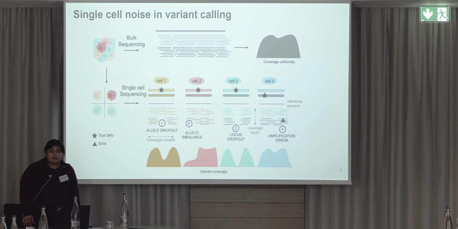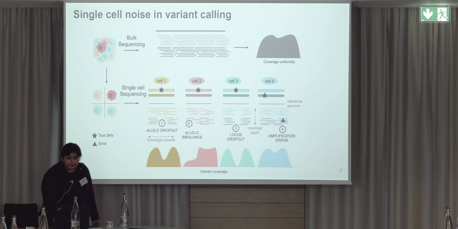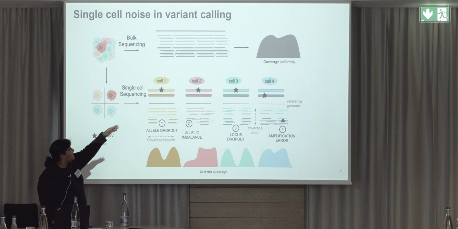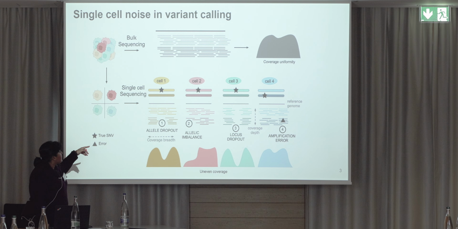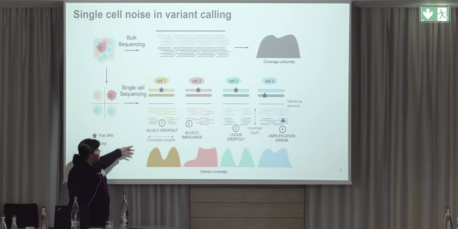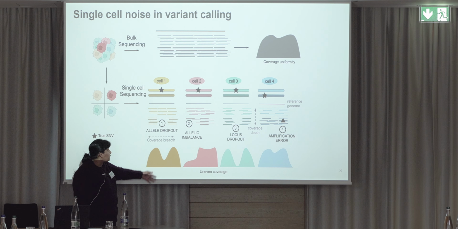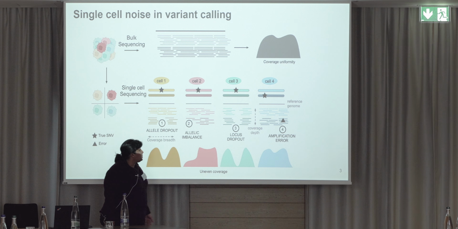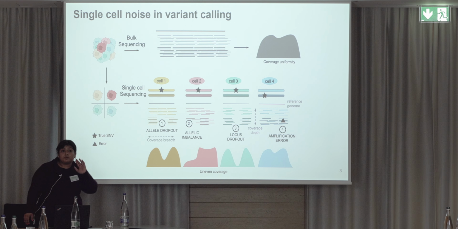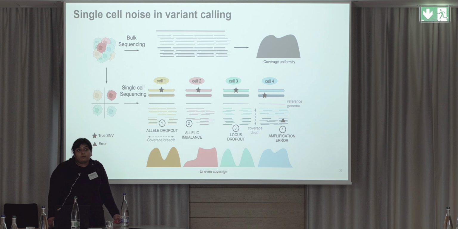If you see single-cell sequencing data, it is full of noise. In the above plot, you can see that the bulk sequencing has very uniform coverage, and the variant calling is very standardized. But that's not the case with single-cell data, because you have a lot of errors, as shown here. Like you have uneven coverage, you have extreme cases like allele dropout, you have allelic imbalance. You can also have a locus dropout where there is no information, or you can have amplification errors, which are introduced by different whole genome amplification strategies. So we thought it is important to benchmark the variant calling here, because we all need mutations.